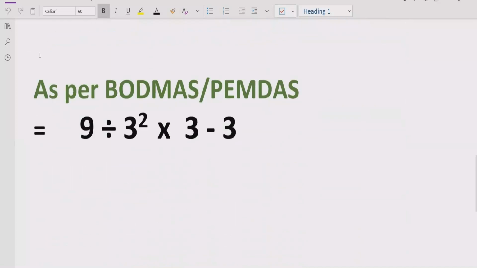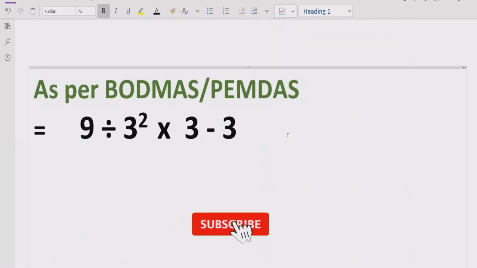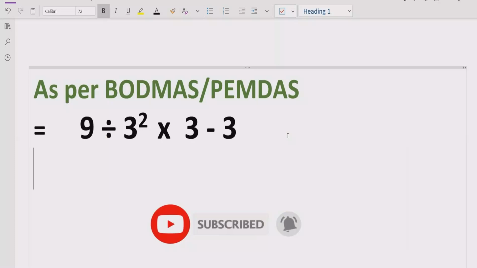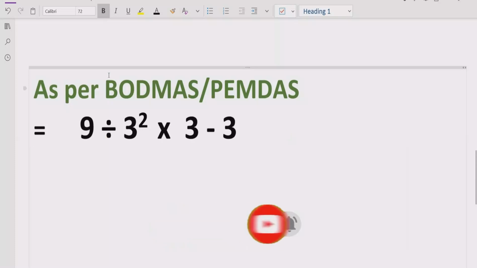Now, let's move towards solving the given expression. We have 9 divided by 3 raised to power 2 multiplied by 3 minus 3. So we will solve this expression using BODMAS and PEMDAS rule. According to the rule, we have to solve bracket or parenthesis first. But in our expression, we do not have any bracket or parenthesis. So now we will move forward and see the exponent part. Yes, we have our exponent part which is 3 raised to power 2. So we will write the same thing and solve this one.